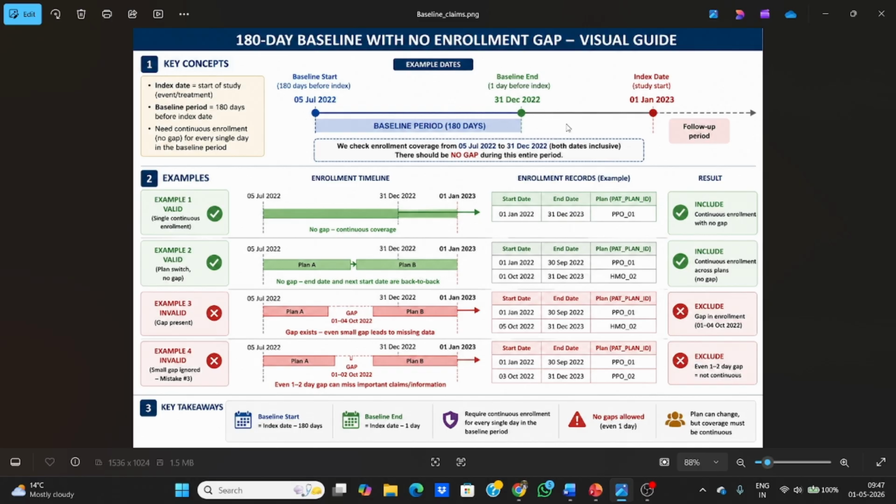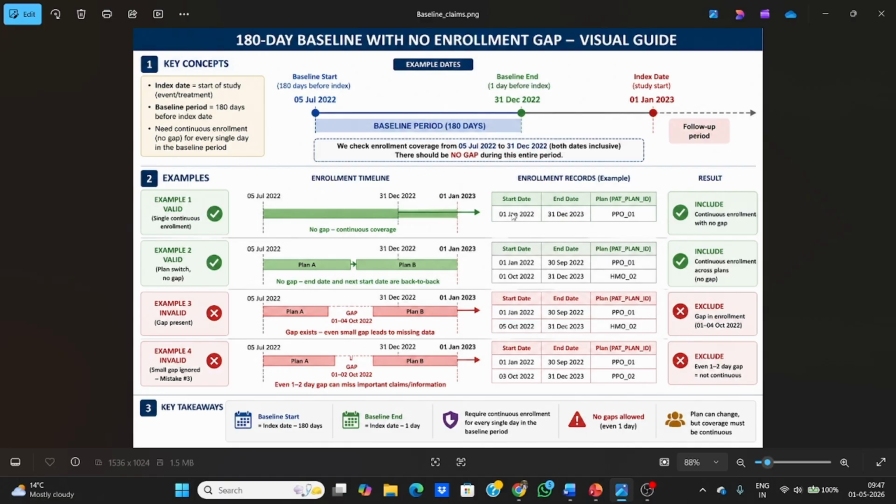And the baseline ends at one day before the index date. Index date is 1st of January 2023, so one day before would be 31st of December 2022. This is the baseline end date. So here is the baseline period: baseline start date 5th of July 2022 to 31st of December 2022. We have 180 days here.